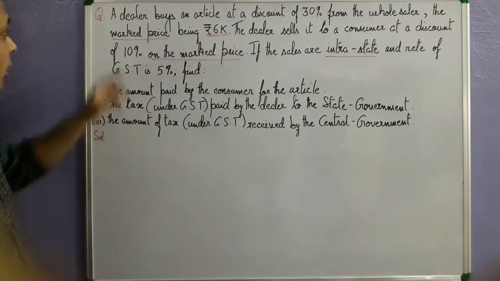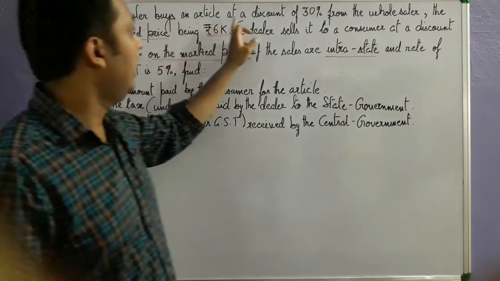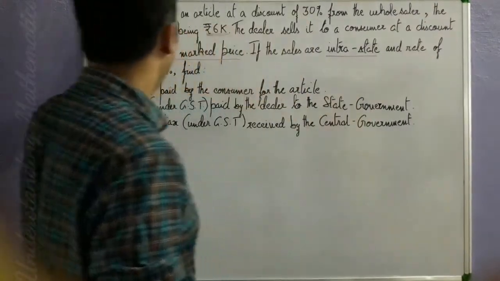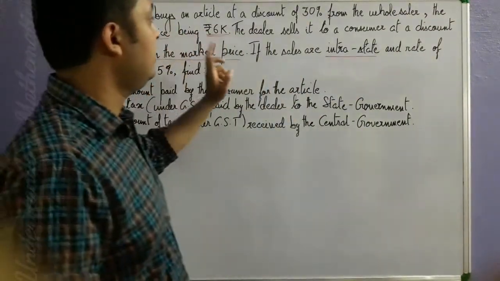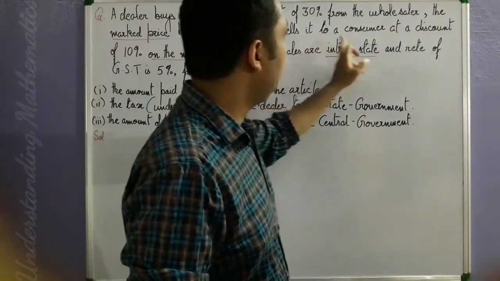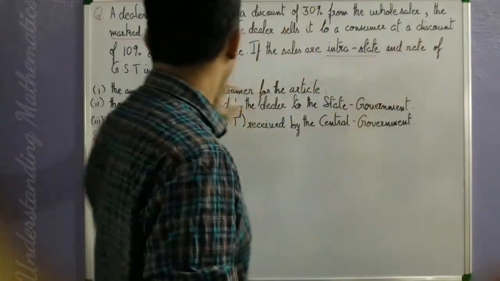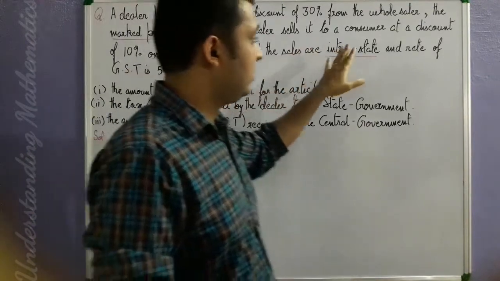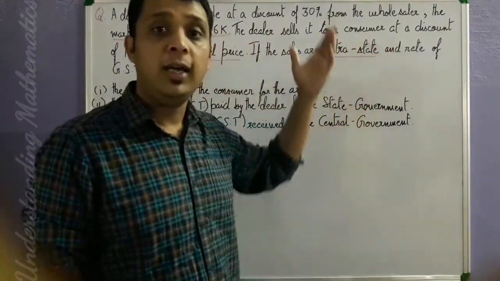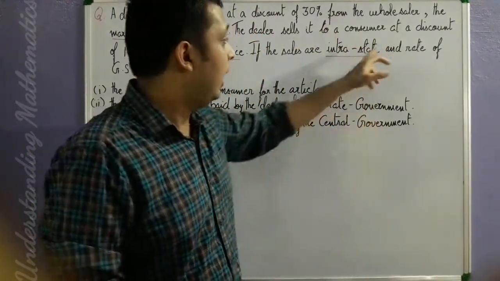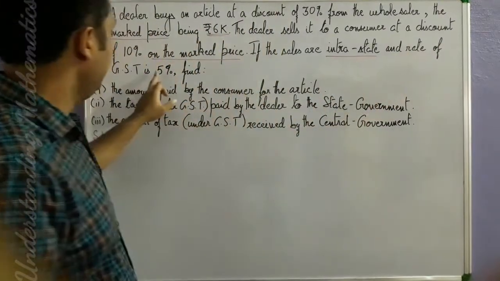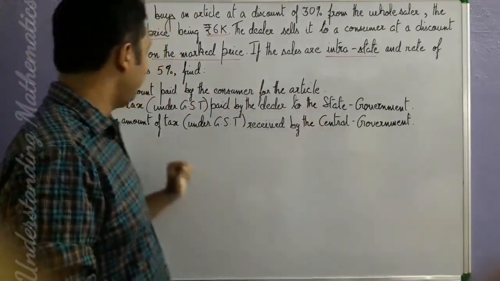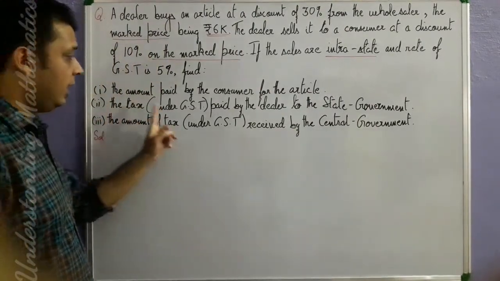The question says a dealer buys an article at a discount of 30% from the wholesaler, the mark price being rupees 6,000. The dealer sells it to a consumer at a discount of 10% on the mark price. If the sales are intrastate, again we have a question of intrastate sales, and the rate of GST is 5%. Find the amount paid by the consumer for the article and the tax under GST.